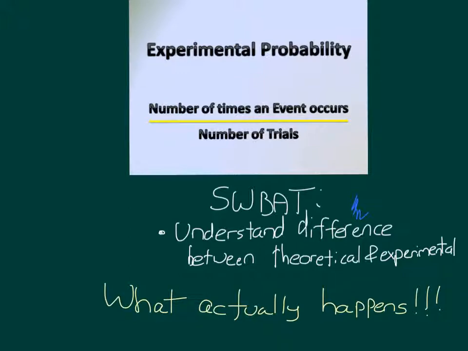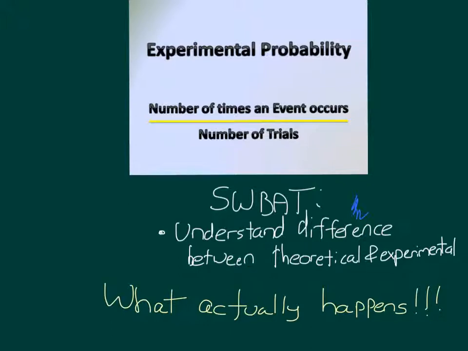So we're talking about experiments when we do something over and over again. So we can think of tossing a coin, rolling a die, picking a card out of a deck as experiments. And we want to see what actually happened. What was the proportion of the time a certain event happened?